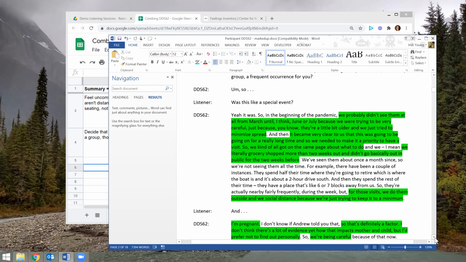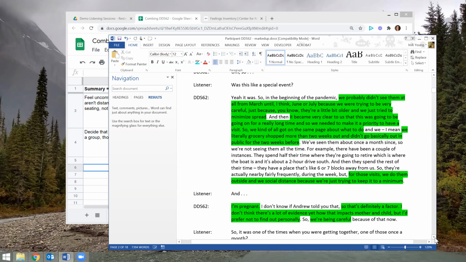At the beginning of the pandemic, we probably didn't see them, meaning my parents, from March until June or July, because we were trying to be very careful because they're a little bit older and we want to minimize spread. So there's some thinking about minimizing spread and being careful. It became very clear to us that this is going to be going on. And so we needed to make it a priority to have a visit. So we kind of got all on the same page. We literally grocery shopped for more than 2 weeks and basically didn't go out in public for 2 weeks before. So there's a lot in there, which might come up again.